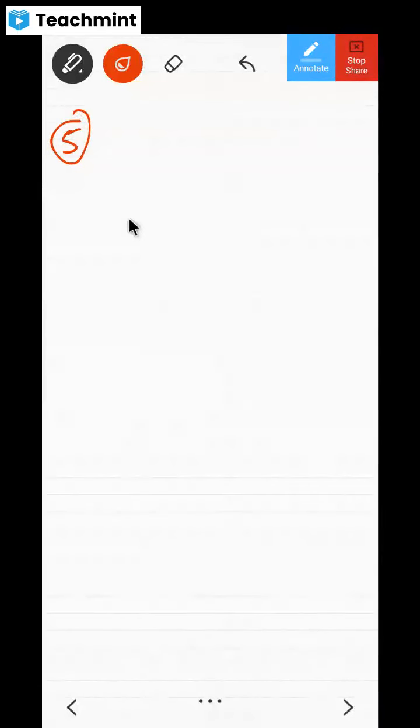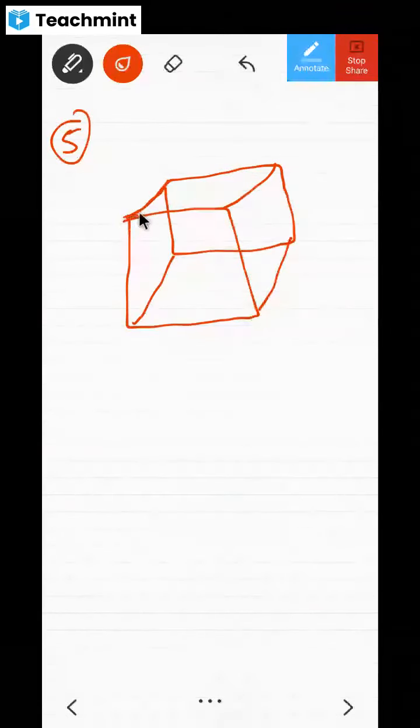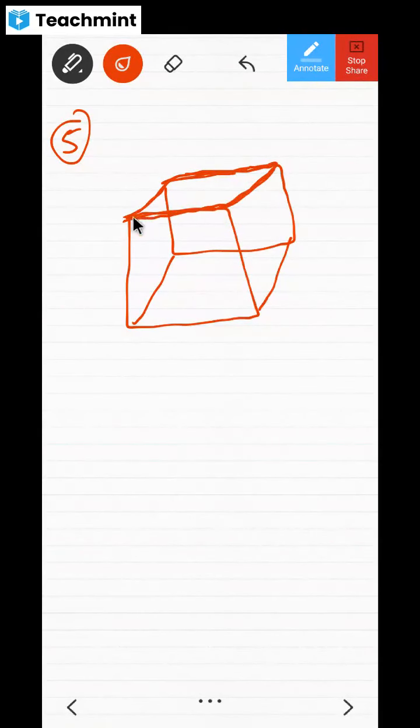Now, first of all, there is a cube. The cube looks like this, no, dear children? Can you see this face? This is the top face, no? Now, right face, left face, bottom face, back face, front face, every 6 faces are there.